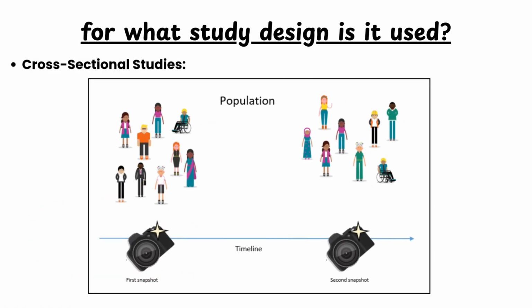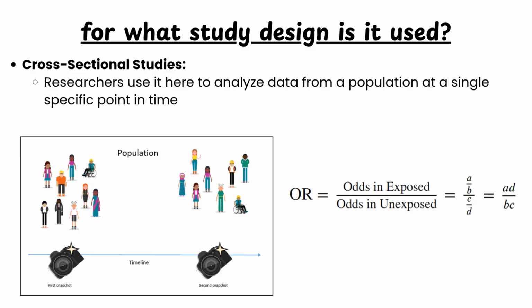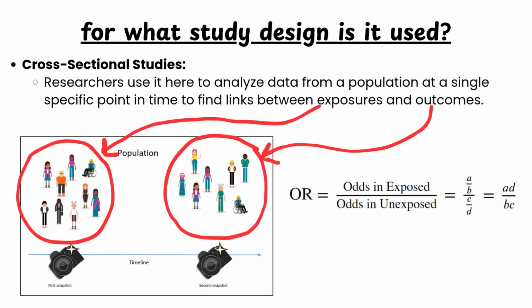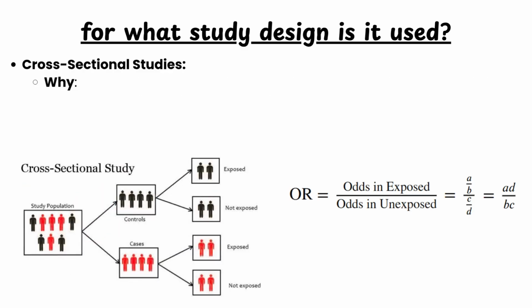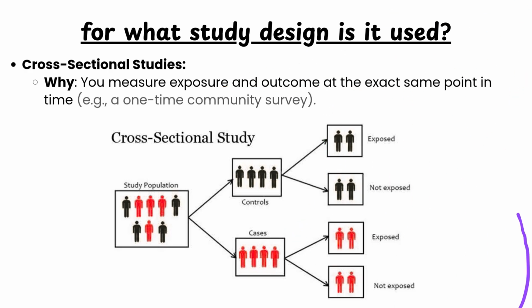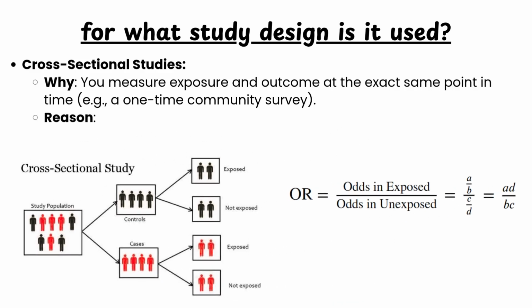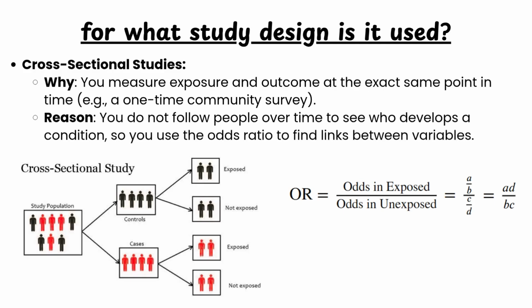Second study is cross-sectional studies. Researchers use odds ratio here to analyze data from a population at a single specific point in time, to find links between exposures and outcomes. Why odds ratio in this study? You measure exposure and outcome at the exact same point in time, for example, a one-time community survey. The reason for using odds ratio is that you do not follow people over time to see who develops a condition. So you use the odds ratio to find links between variables.